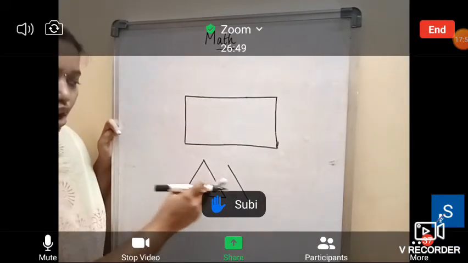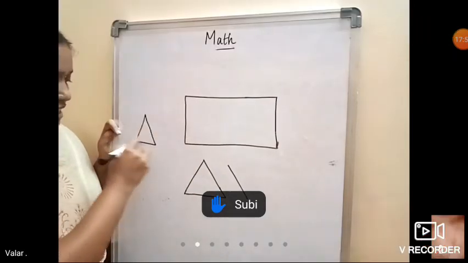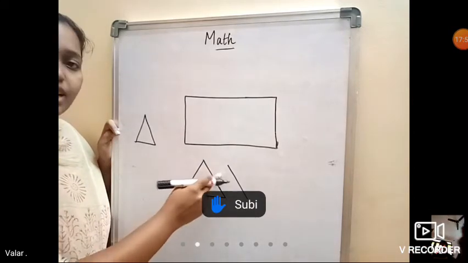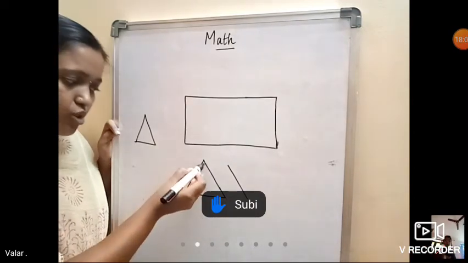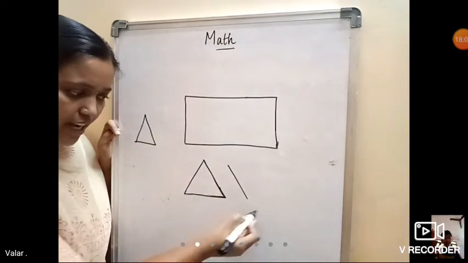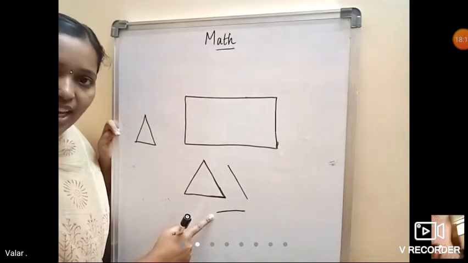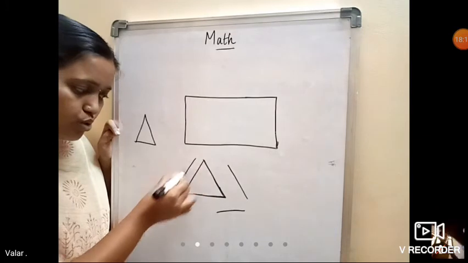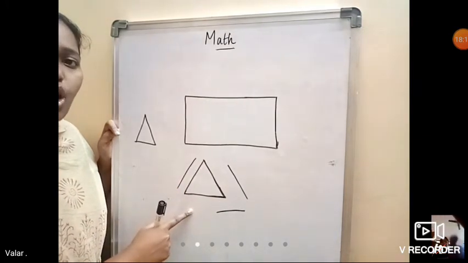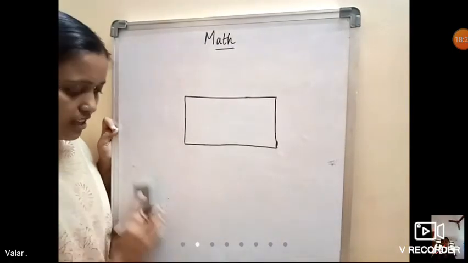So this is called slanting line. If you want to draw a triangle, you are using two different types of lines. This is called slanting line, and down you are using the straight line, which we call the horizontal line. Okay, we have to use two slanting lines and one horizontal line to draw a triangle. So now we just listen.